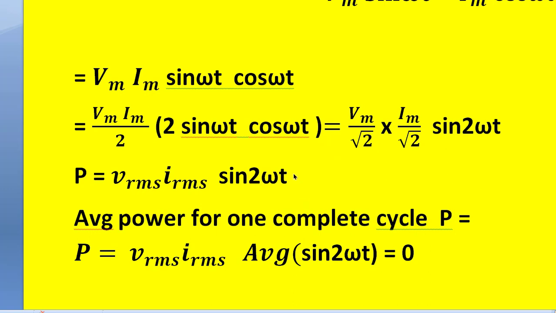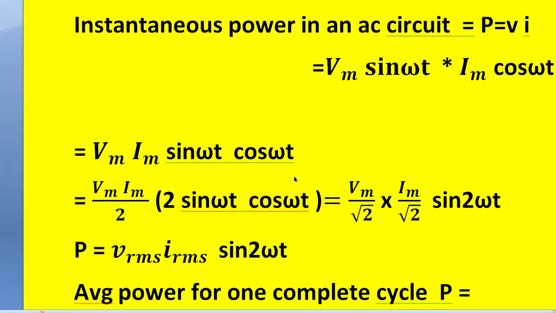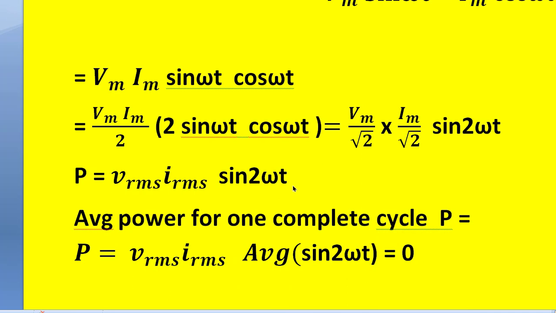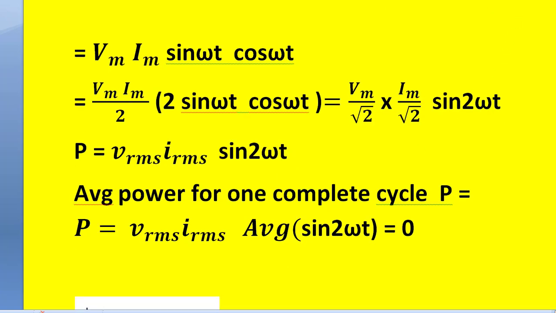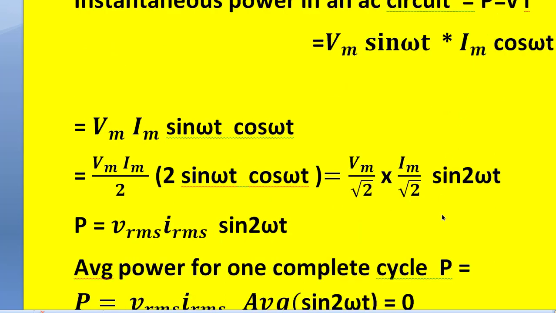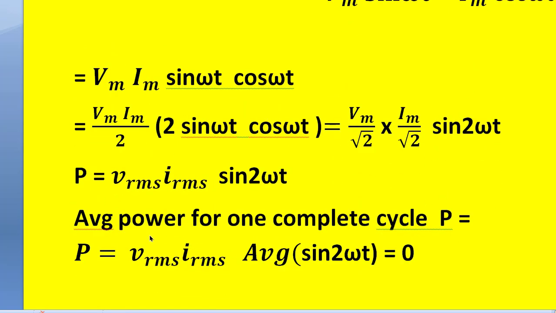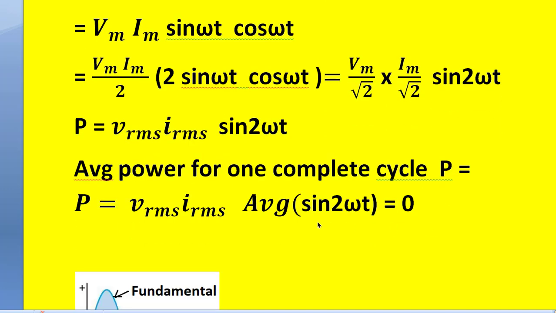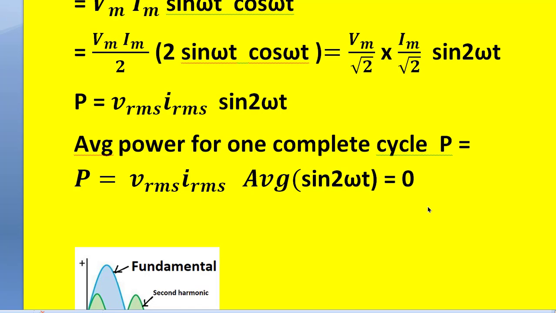That means the power in the capacitor flows at a frequency double the supply frequency, and if you take the average power for one complete cycle, the power that we get is nothing but 0. Vrms, Irms, average of sin 2 omega t is nothing but 0.